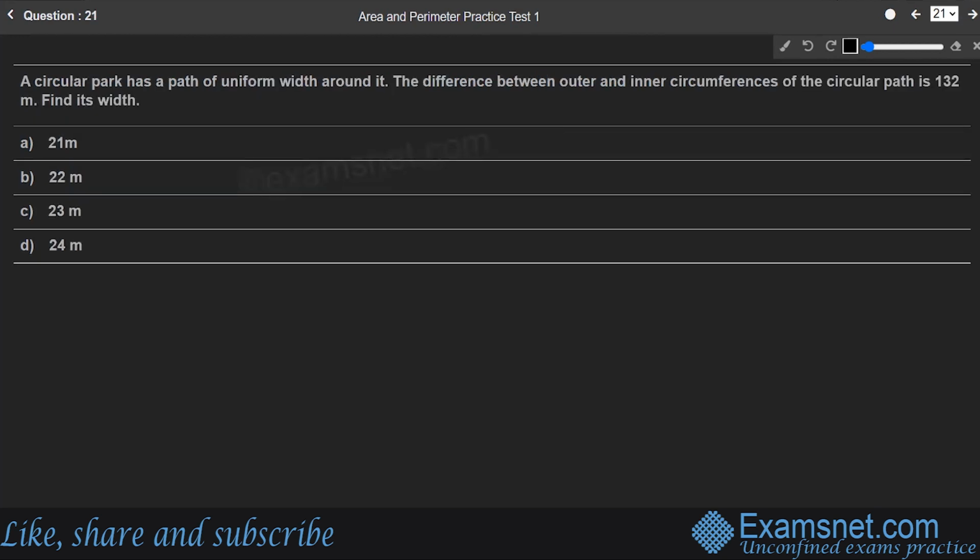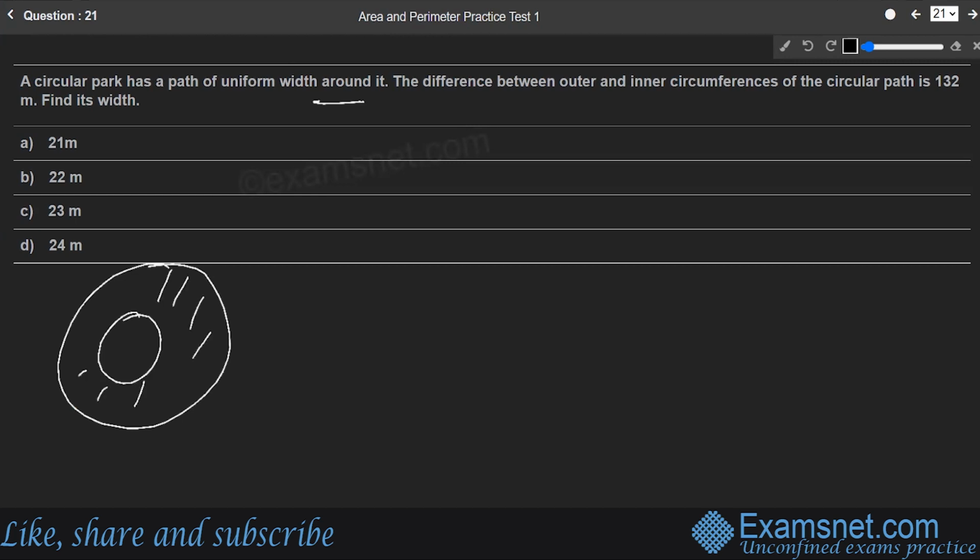Now, a circular park has a path of uniform width around it. So there is a circular path to be drawn. The difference between outer and inner circumference of the circular path is 132 meters. So we can draw it. There is a circular path like this, which is shaded. He says there's a width of it, and the difference between outer and inner circumference of the circular path is 132 meters.